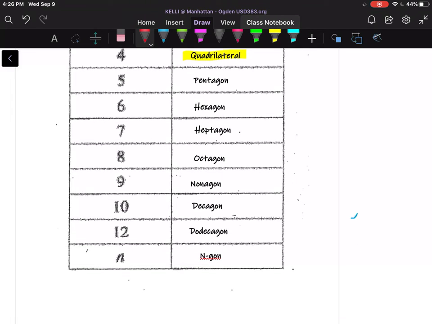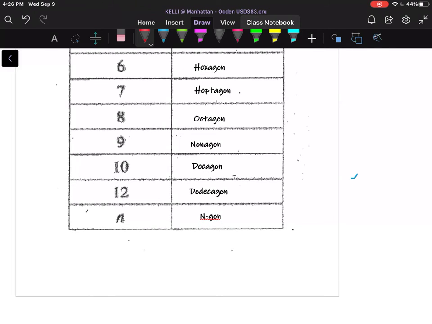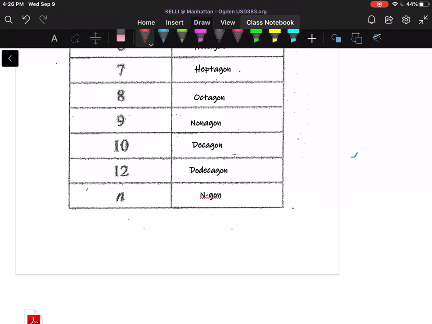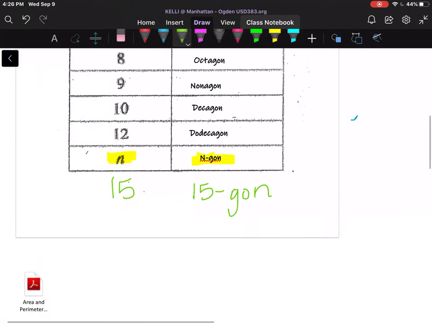Nonagon is a nine-sided figure. A decagon is a 10-sided figure. There's a name for an 11-sided figure. We're not going to need to know it. A dodecagon is a 12-sided figure. And it kind of jumps to this N. What this means is you can call any figure after that. If you've got like a 13-sided figure, let's say a 15-sided figure, we're just going to call that a 15-gon. Okay, so whatever number sides it has, you can just replace N with that number.